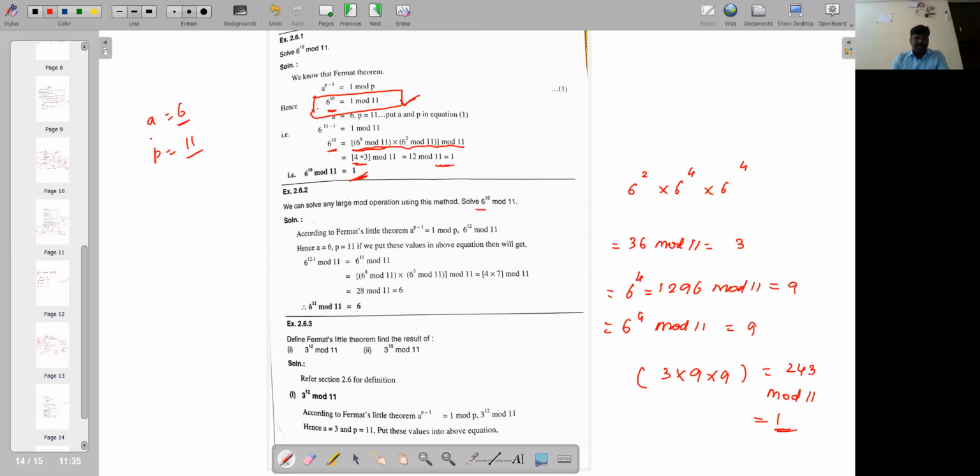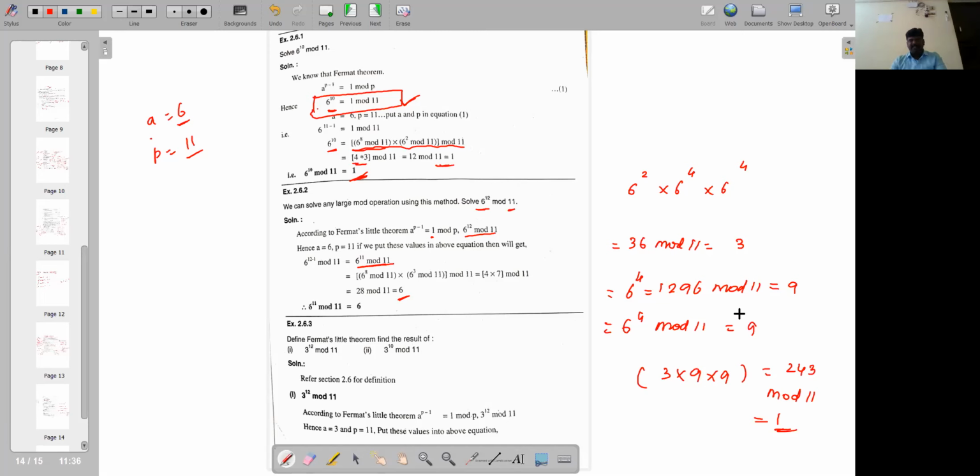Again, similarly, the second question, which is 6 power 12 mod 11. Again, we know that 6 power p minus 1 is 1. So we need to find 6 power 12 mod 11. This can be done in such a way that 6 power 11 is equal to 1. Very similarly, as I have explained, you can do the split up and then find the modulus value. So make sure you are getting the remainder for 6 power 11.